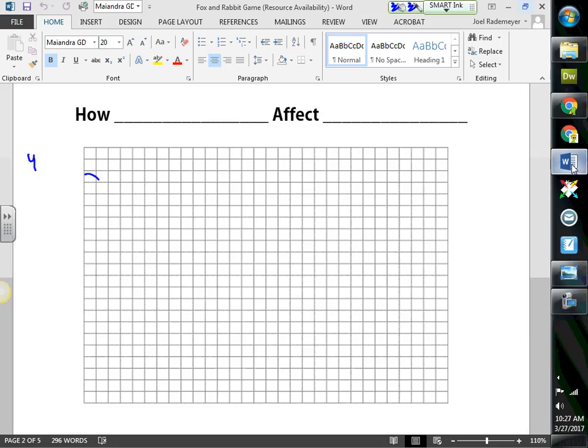Remember that the vertical line here can be used to make a V, and down here at the bottom, this horizontal line can be used to make an I. So we want to put our IV on the x-axis down here, and our DV on the y-axis. In this case, what we were recording, our dependent variable, is the rabbit population.